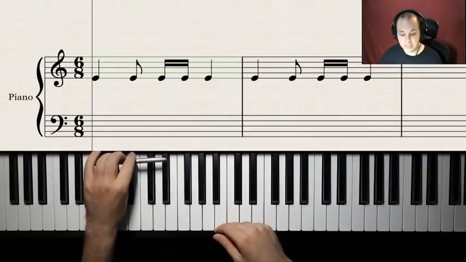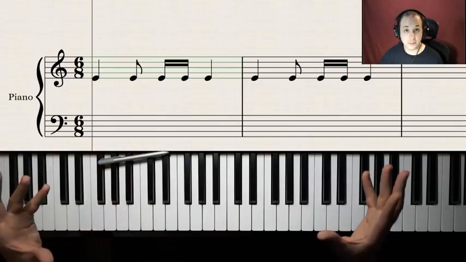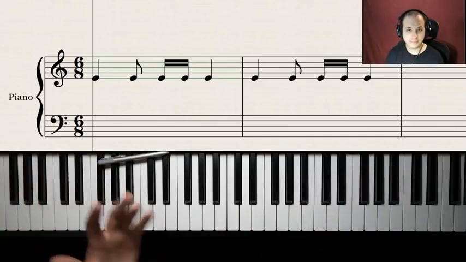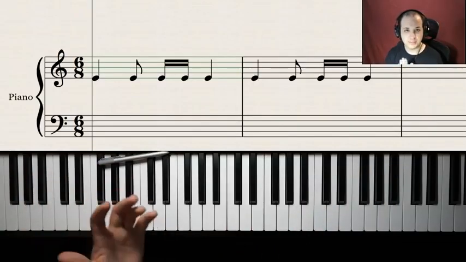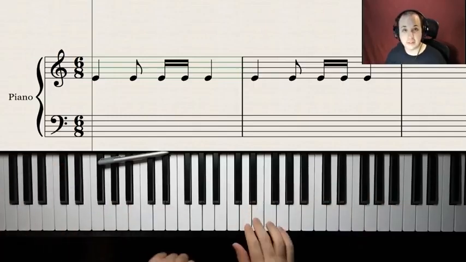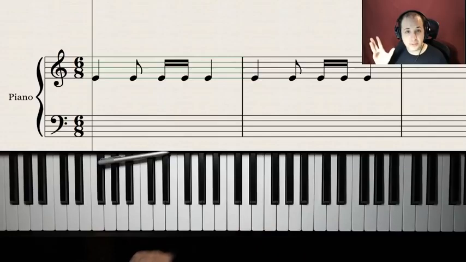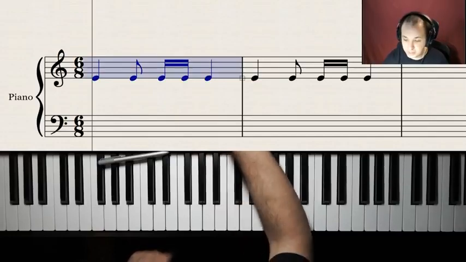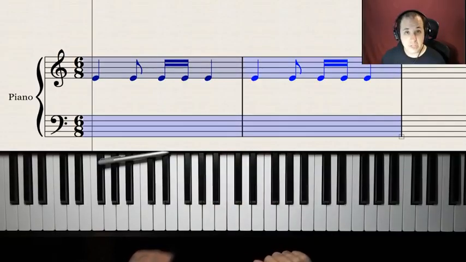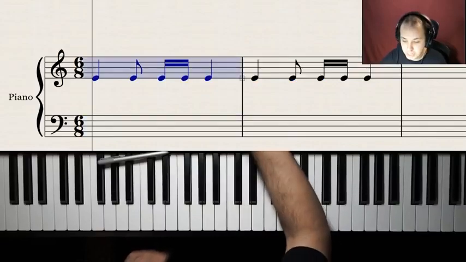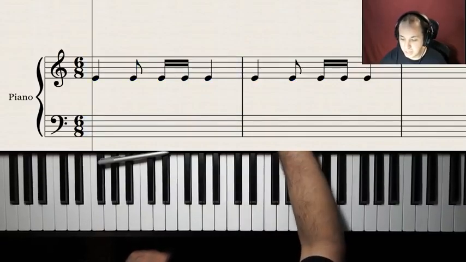So the beat is the regular interval of sound, right? Like that, or let me play on the piano. Beats are fit into these things we call measures, right? You have a measure here and a measure here.